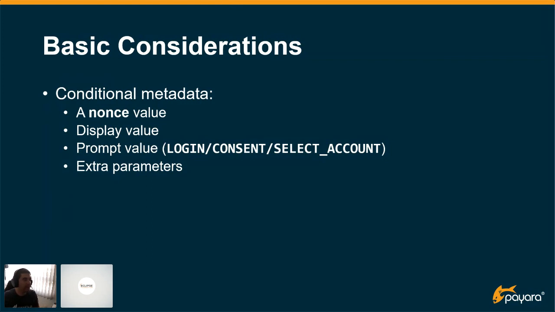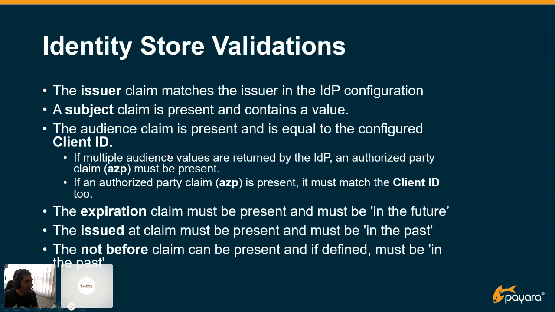Also, there is an account selection, and I think this is the case: if a user has multiple accounts and they want to switch accounts between a login process, they can do that as well. There are some extra parameters that you can also configure. As I mentioned, the Jakarta runtime must implement an identity store, and the identity store that the runtime implements has to do all of this.